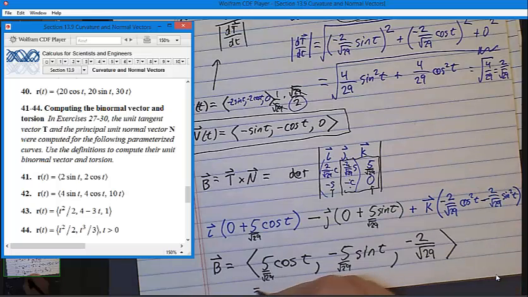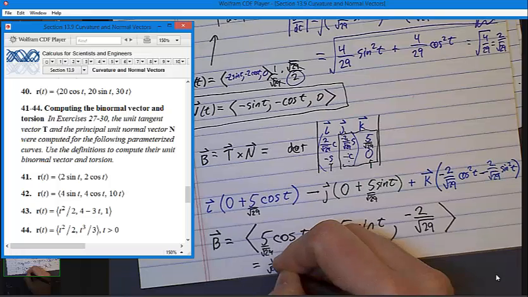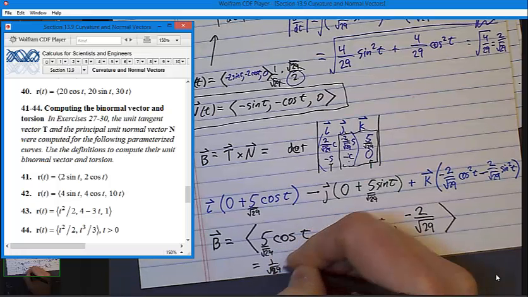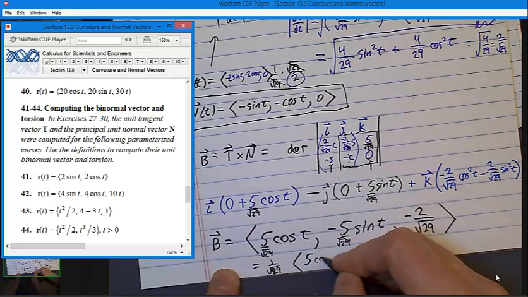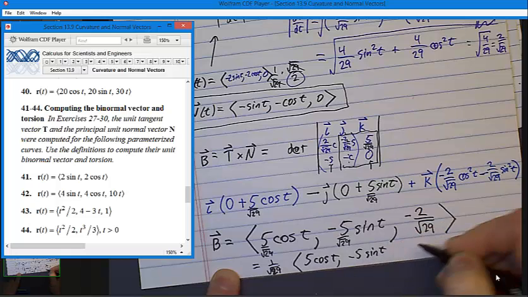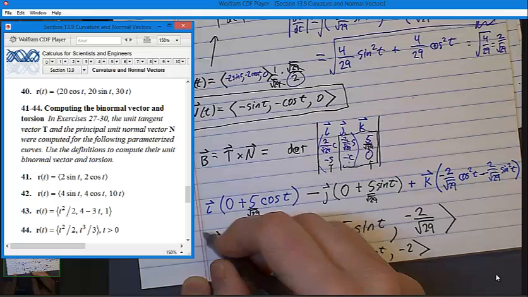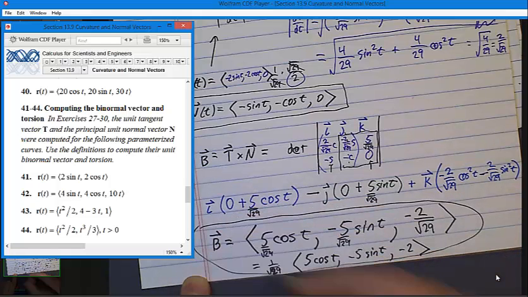So yeah, I like the way they write it. If you have all this 1 over square root of 29 stuff going on, you may as well just factor it out. 1 over square root of 29 times 5 cosine t, negative 5 sine t, and negative 2. Yeah? Now we're happy? Now we're happy. We got part of it done.